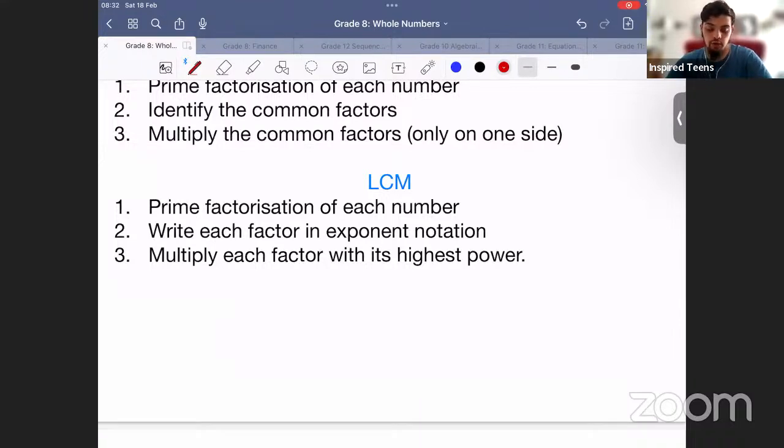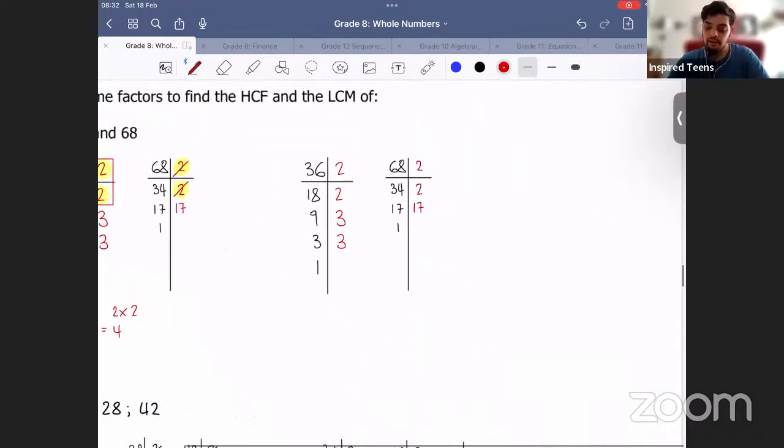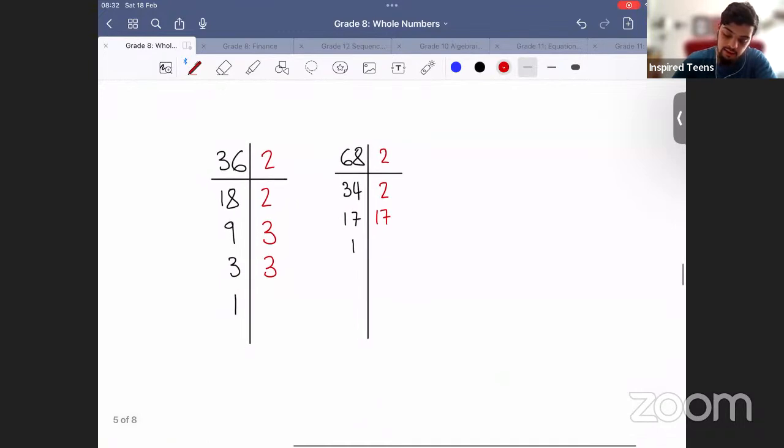Okay, so lowest common multiple. So what's lowest common multiple, right? Step 1 is to do prime factorization of each number. Step 2 is to write each factor in exponent notation, which you've learned. And then step 3 is to multiply each factor with its highest power. So let's make that make sense in practical essence.